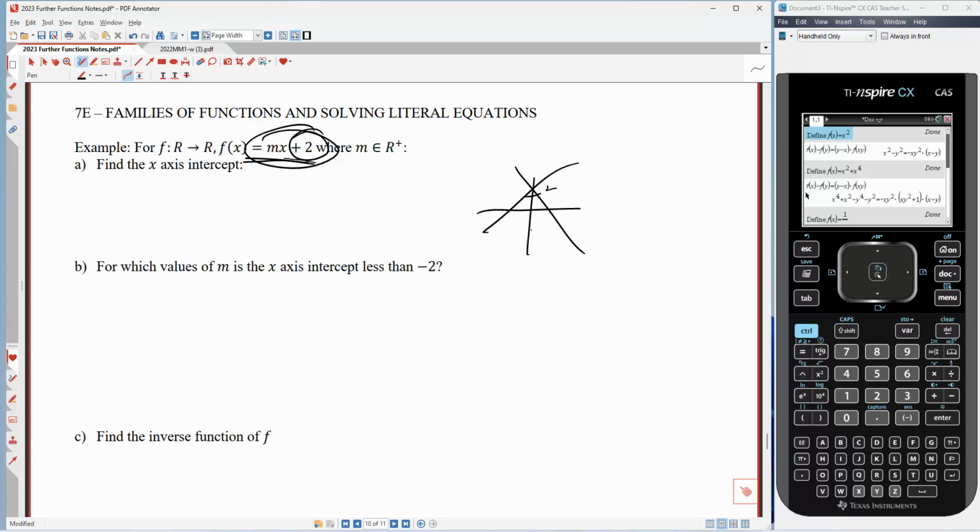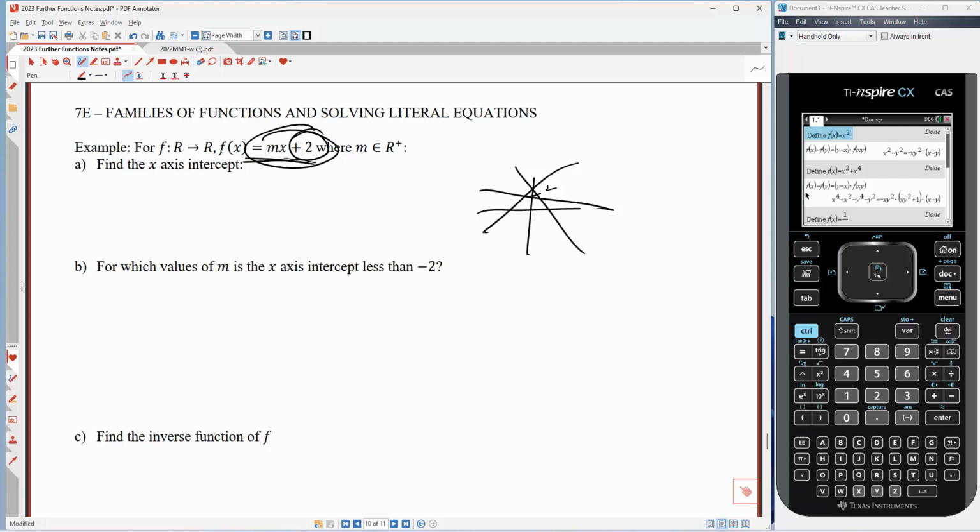Some of them, will it be vertical? Can it be vertical? I don't think it can be vertical, because that, yeah, so that, etc. So find the x-axis intercept. Well, treat these exactly the same way.